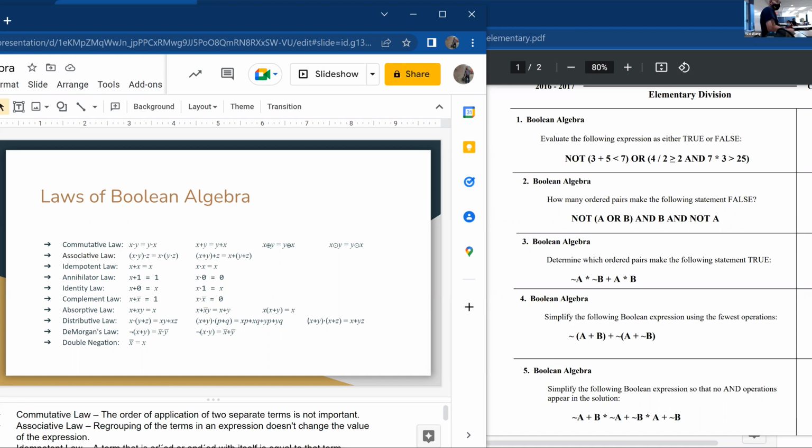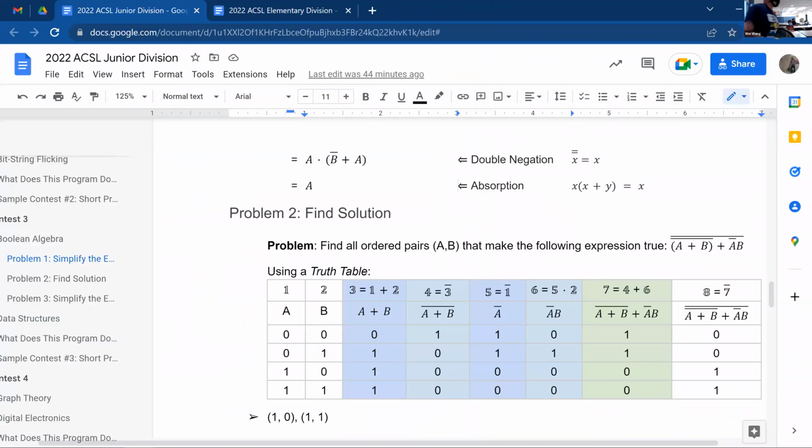All right, like the question 3 here. It asks you about the ordered pair that makes it true. Because with A and B, you have 4 combinations, like we talked about. There are 4 combinations.